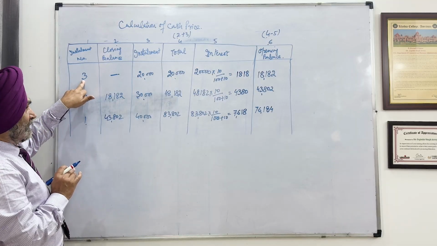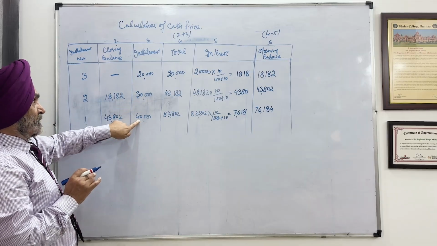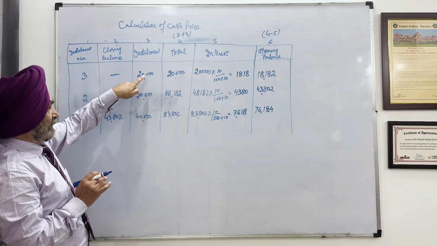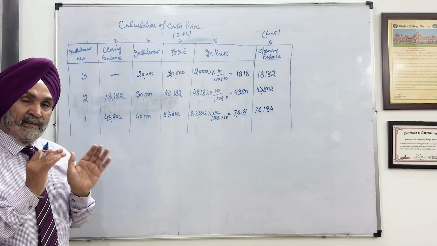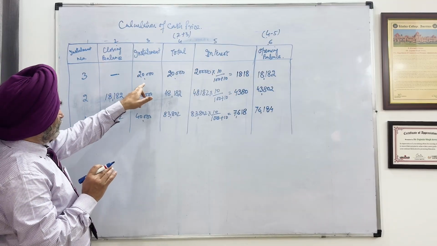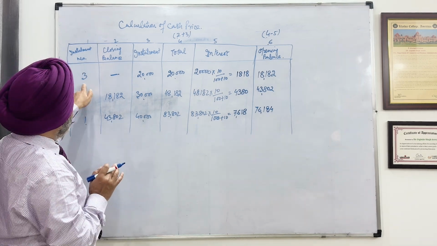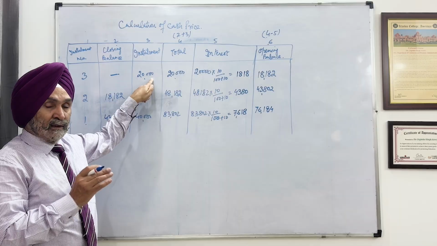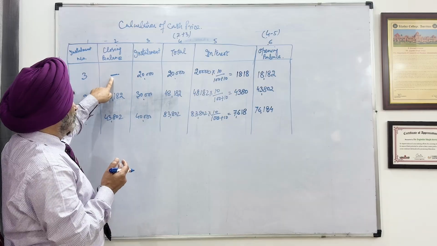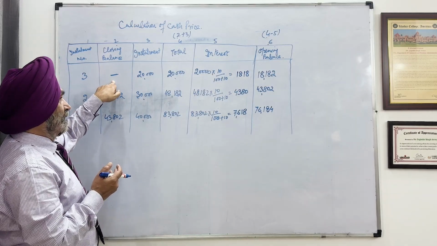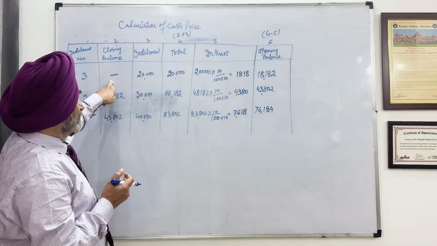We'll start from the third installment. These installment amounts are given to us in the question. Third installment will be 20,000, second installment 30,000, first installment 40,000. Installment always includes the interest element also. So when the third installment is paid, third installment being the last installment, closing balance will be nil. So this will always be nil because this is the third installment.